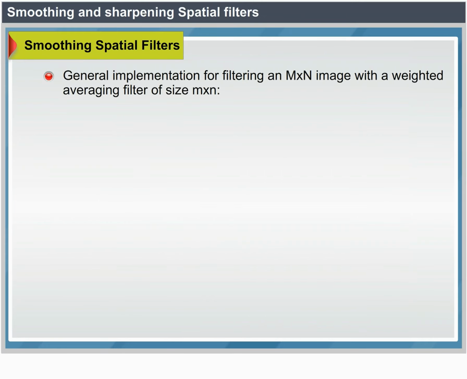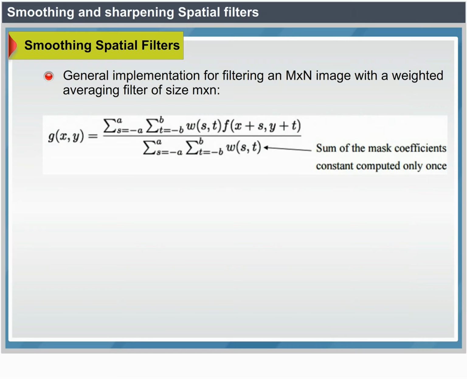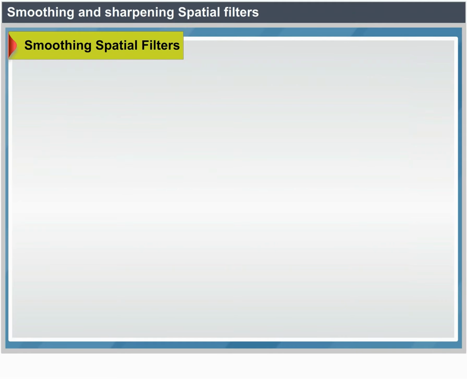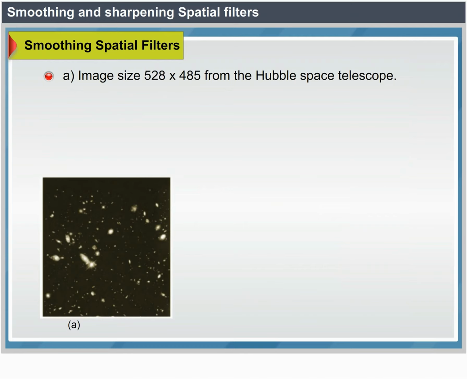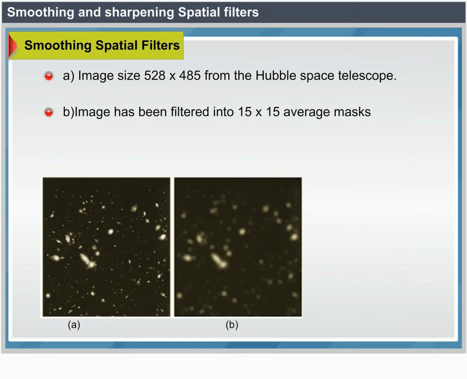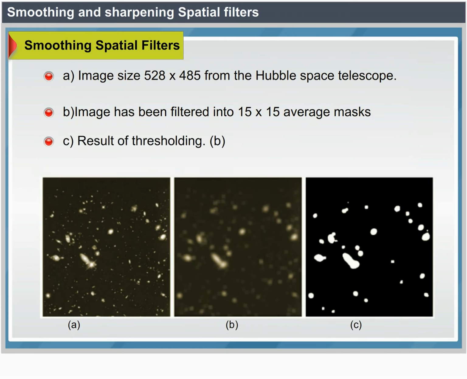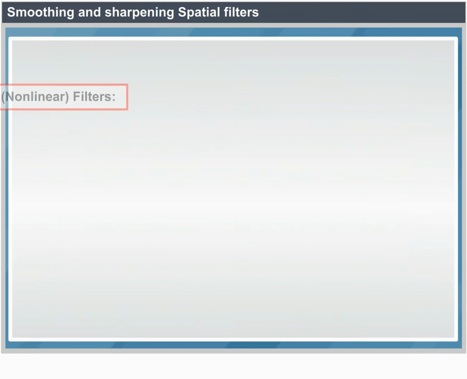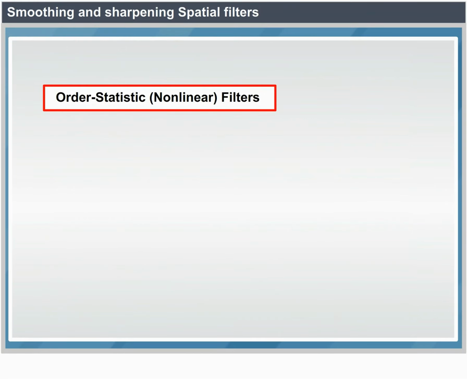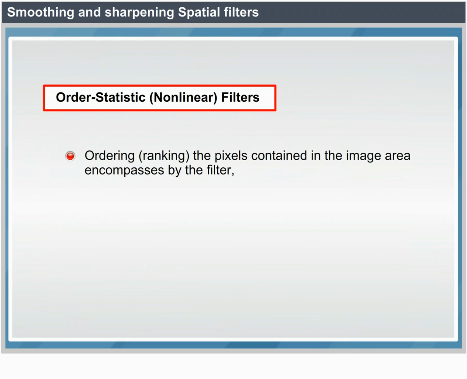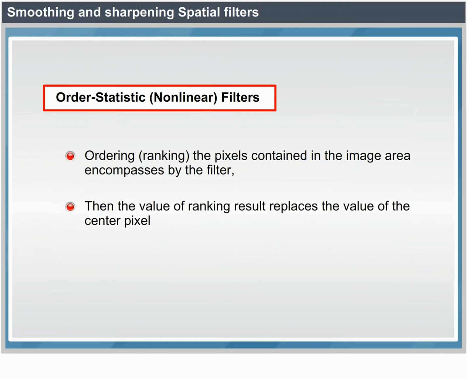Order statistic nonlinear filters: ordering or ranking the pixels contained in the image area encompassed by the filter, then replacing the value of the center pixel with the value of the ranking result. Median filter replaces the value of a pixel by the median of the intensity values in the neighborhood. Good noise reduction capabilities with less smoothing, that is, impulse noise or salt and pepper noise. X-ray image of circuit board corrupted by salt and pepper noise. Noise reduction with a 3 by 3 averaging mask. Noise reduction with a 3 by 3 median filter.